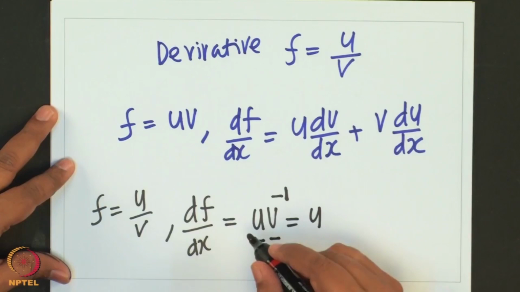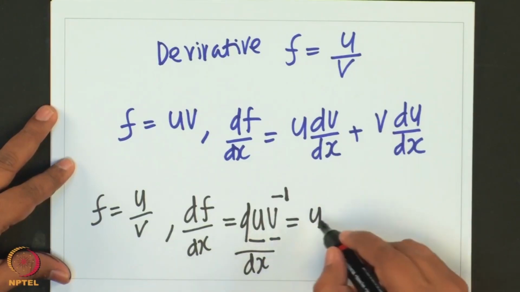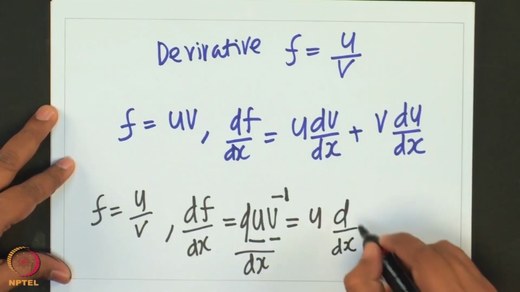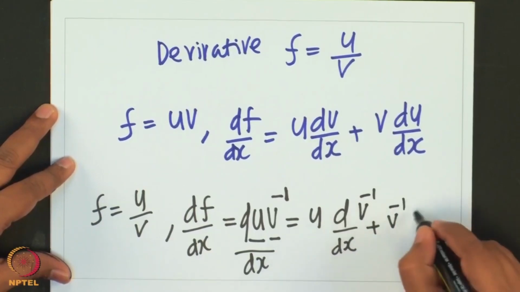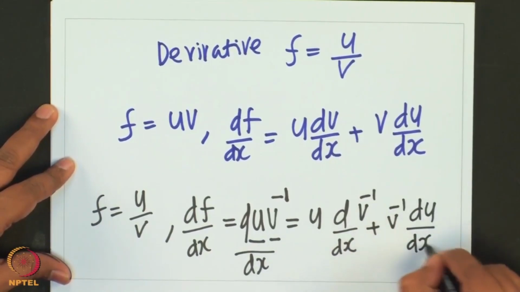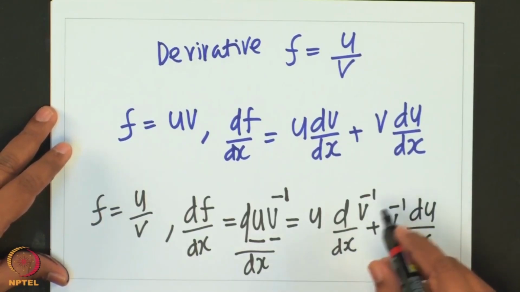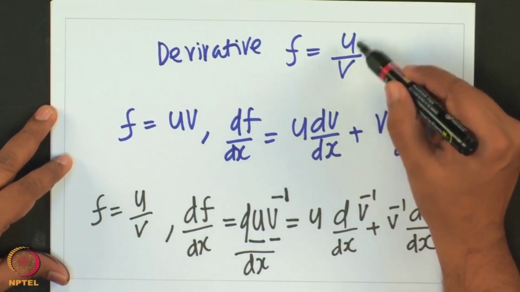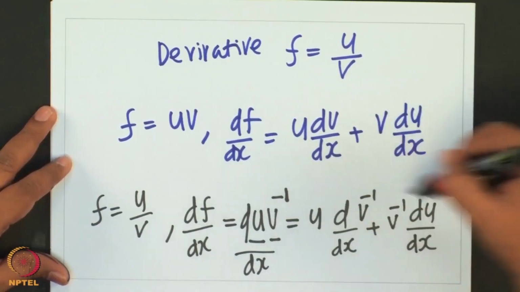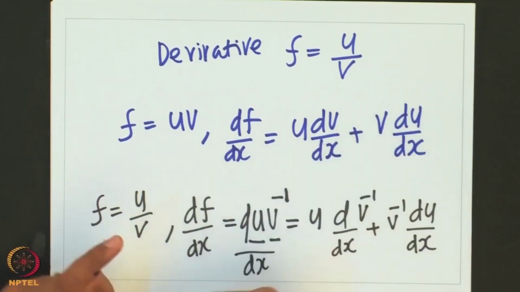I first keep u constant. So this is basically d by dx of u v inverse, which means I keep u constant and find the derivative of v inverse, plus I keep v inverse constant and find the derivative of u. So this would give us exactly the same idea. Whenever you have the derivative of a ratio of two functions, this is the idea to use. Write it as u times v inverse and do this case.